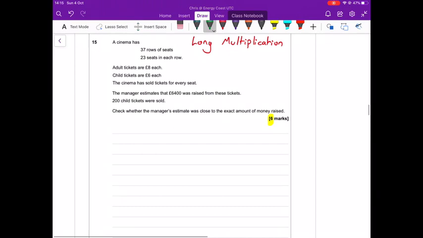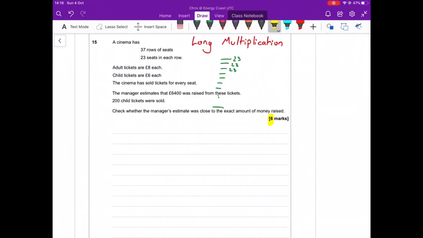Cinema has 37 rows of seats, okay? So it's got 37 rows of seats going all the way back. And in each row, there are 23. So imagine that each row, you've got 23 and there's 37, going all the way back. Adult tickets are £8, child's are £6. The cinema has sold tickets for every seat, so it's a sellout. The manager estimates he's made £6,400 from these. 200 child tickets were sold. So I've got loads of info that I need to crunch.